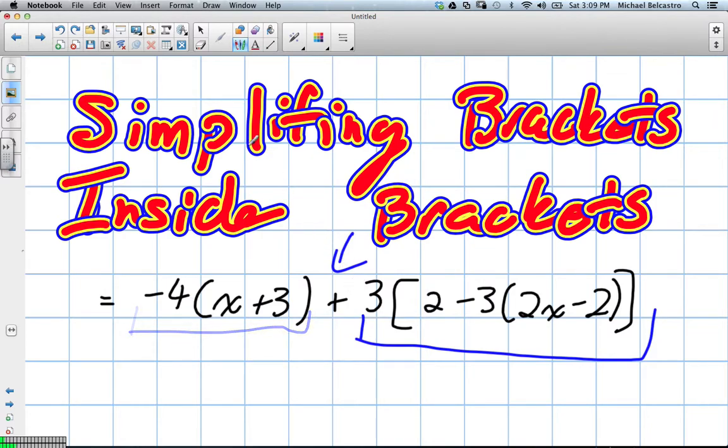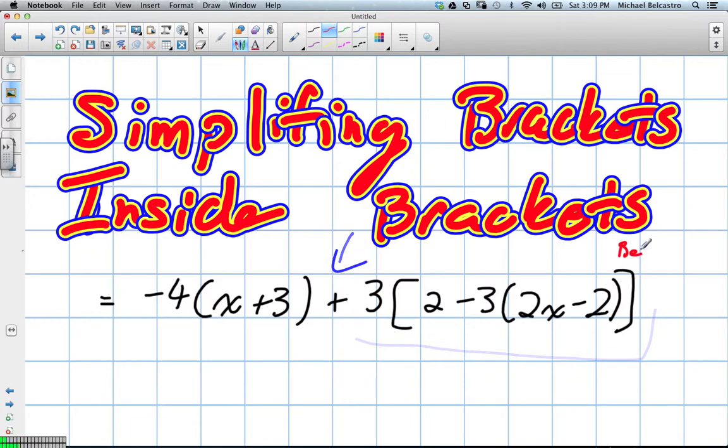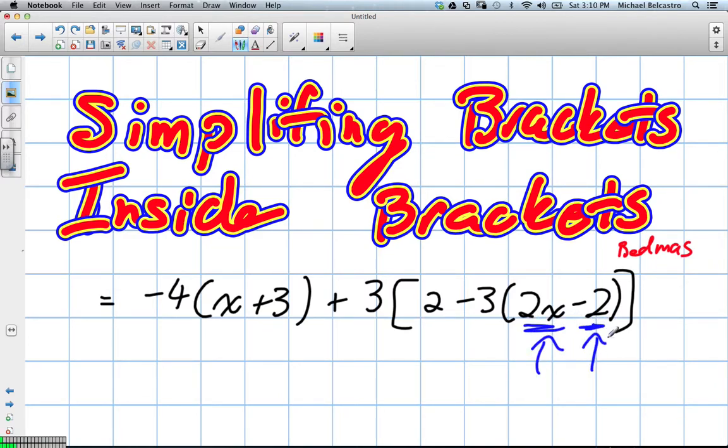Okay. Now, when we deal with BEDMAS, let me quickly write it out here, we always deal with our brackets first. So let's take a look at our brackets. Can I simplify the insides of this bracket? No. Can I simplify the insides of this bracket? Those two aren't like terms. But then there's this outer bracket here. So what we're going to do is work on simplifying everything inside this bracket.